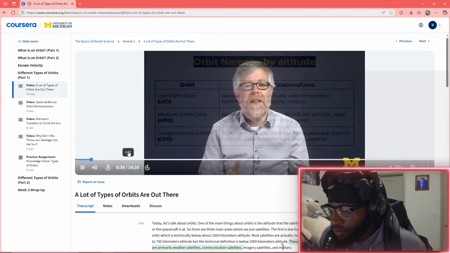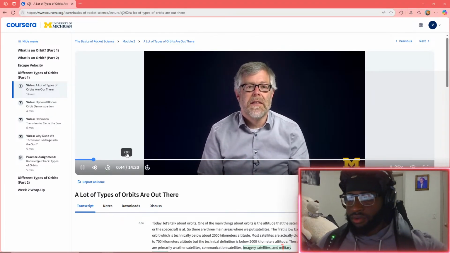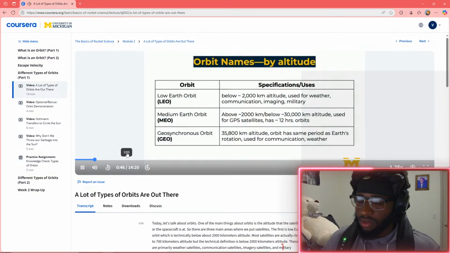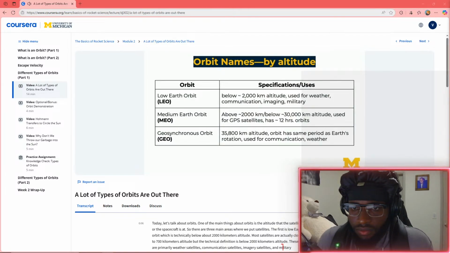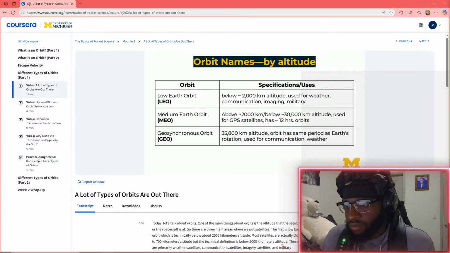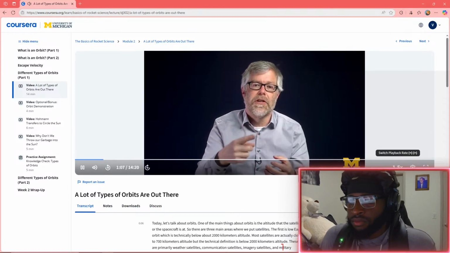These are primarily weather satellites, communication satellites, imagery satellites, and military satellites. Now, this next thing above 2,000 kilometers is medium Earth orbit. This is where mostly our GPS satellites are at, and they're around 20,000 kilometers altitude, and they have orbital periods that are about 12 hours, which is half a day. And so they basically have this ability to come back over the same longitude every day, which is an important and interesting feature of the orbit.